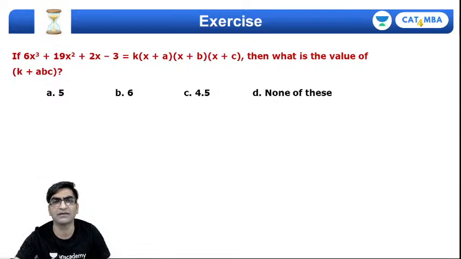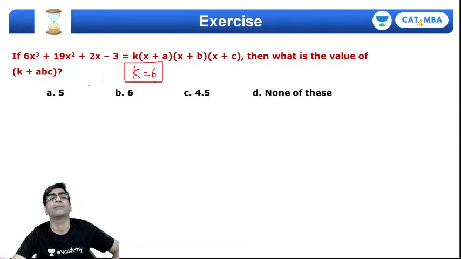First thought, the coefficient of x cubed here will be k, so k is equal to 6. That's the first thought. I know the value of k. But how do I find the value of a into b into c? Which means how do I find the value of a, b and c? So for that, you start with the left hand side.